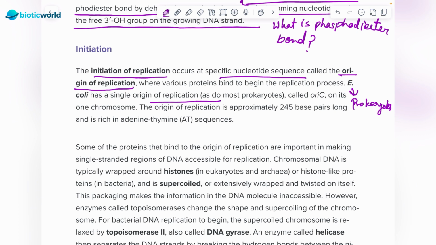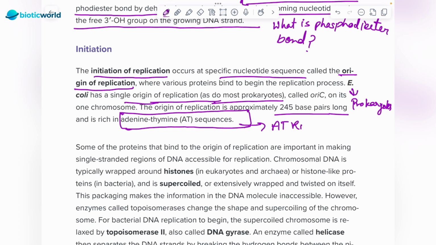Most prokaryotes have a single origin of replication, called the oriC. On its one chromosome, the origin of replication is approximately 245 base pairs long and rich in adenine-thymine sequences. So you should note it. In prokaryotic organisms, it is fixed that the initiation site has AT-rich sequences.